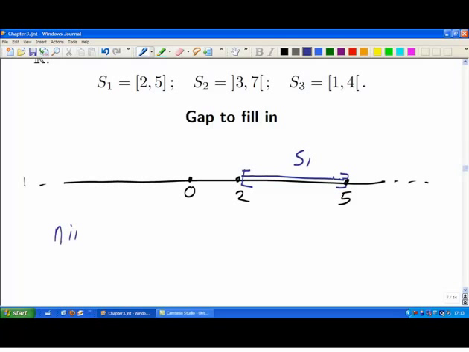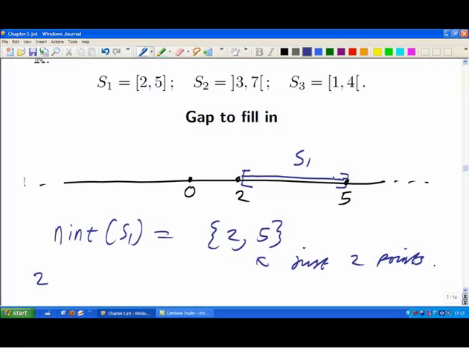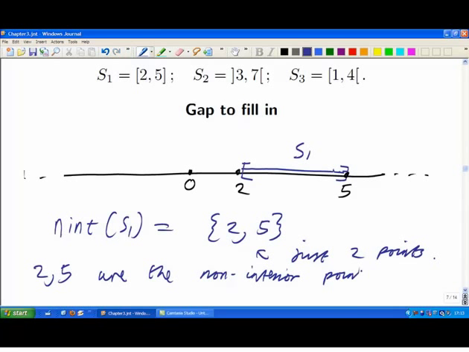So what we can say is that nint of S1 is equal to, it's got just 2 points in it. Note that's just 2 points. That's not an interval anymore. So 2 and 5 are the non-interior points in S1. We haven't proved it yet. I'm going to show you how you prove it in a minute, but you can sort of see it.